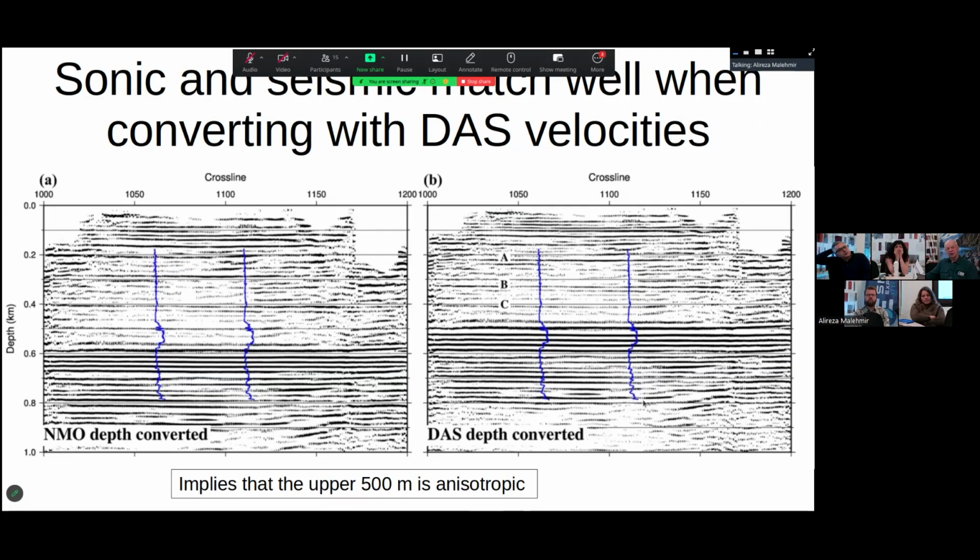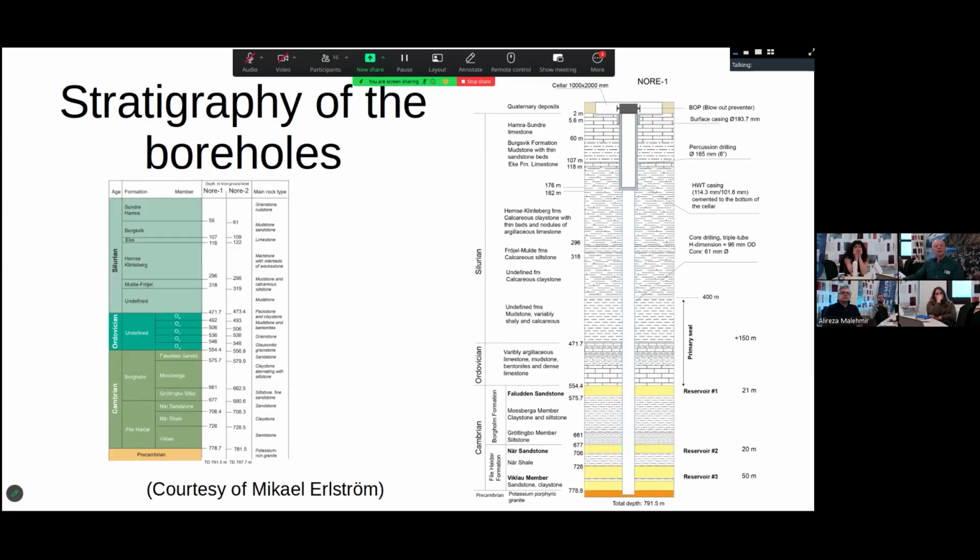And we see that this agrees well with what we have in the borehole. Whereas here there's a strong mismatch between what we see in the borehole and what we have on the seismic. So since the normal move-out velocities don't agree with the vertical velocities, this implies that at least the upper 500 meters is anisotropic. So I went through the stratigraphy already. I don't think I need to go through this again.